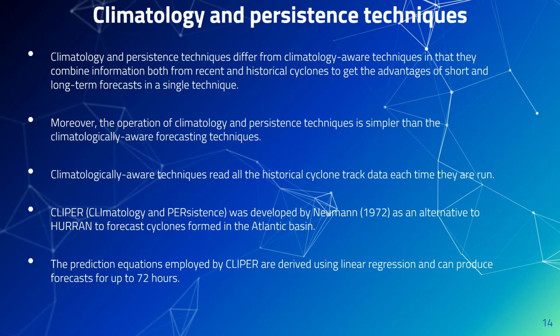CLIPER, climatology and persistence, was developed by Newman in 1972 as an alternative to HURRAN to forecast cyclones formed in the Atlantic basin. The prediction equations employed by CLIPER are derived using linear regression and can produce forecasts for up to 72 hours.